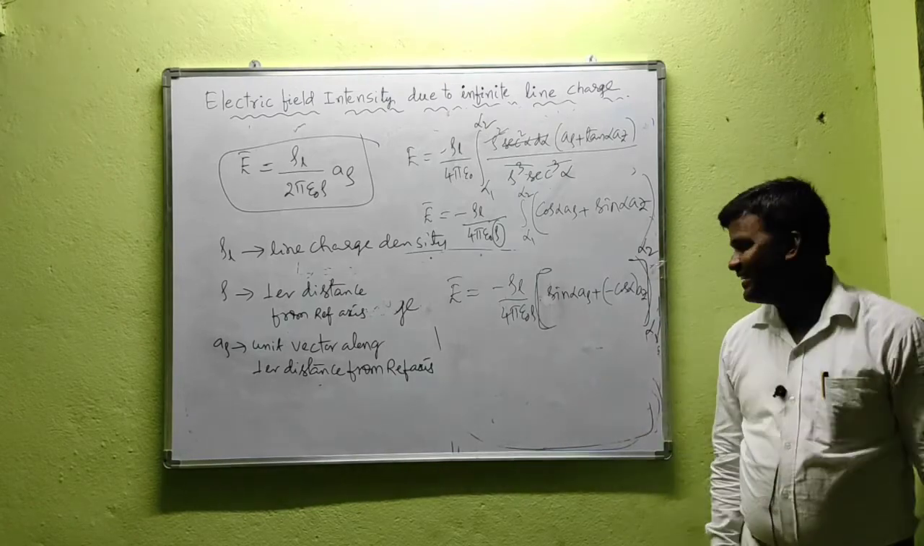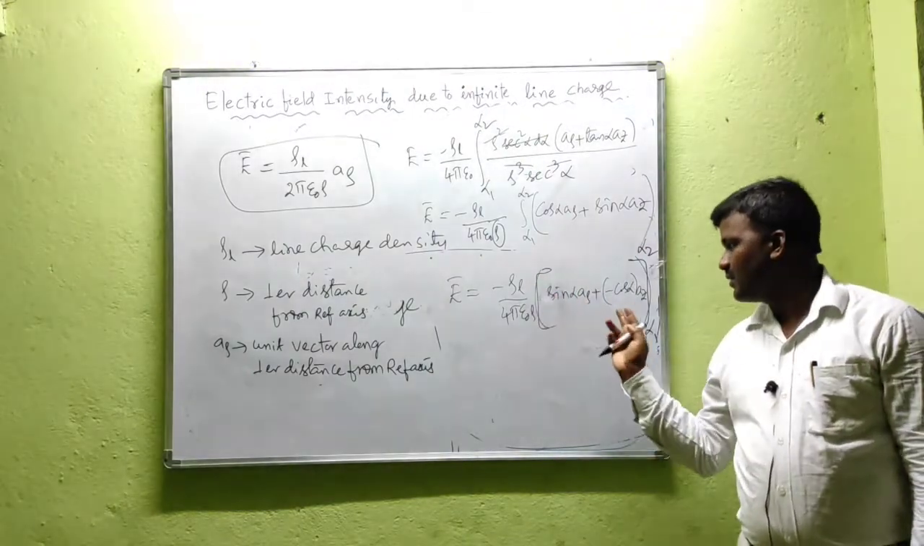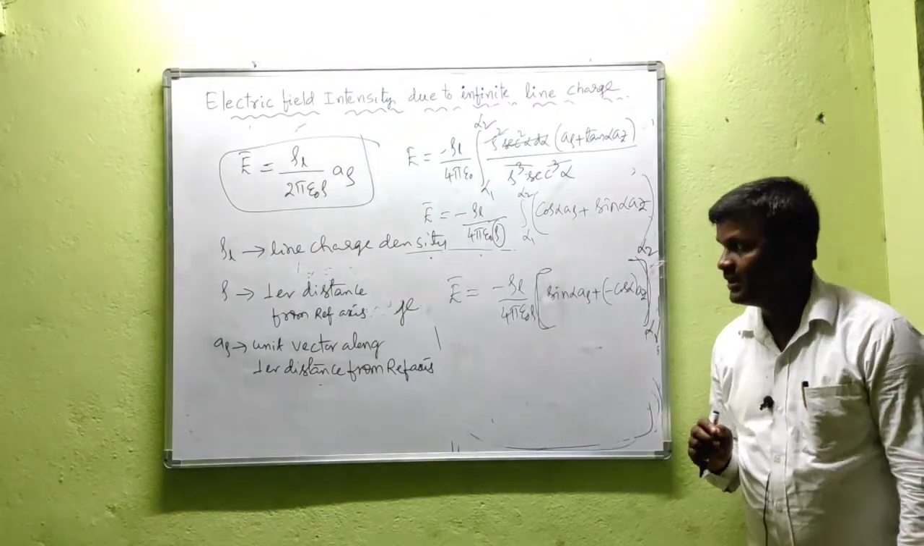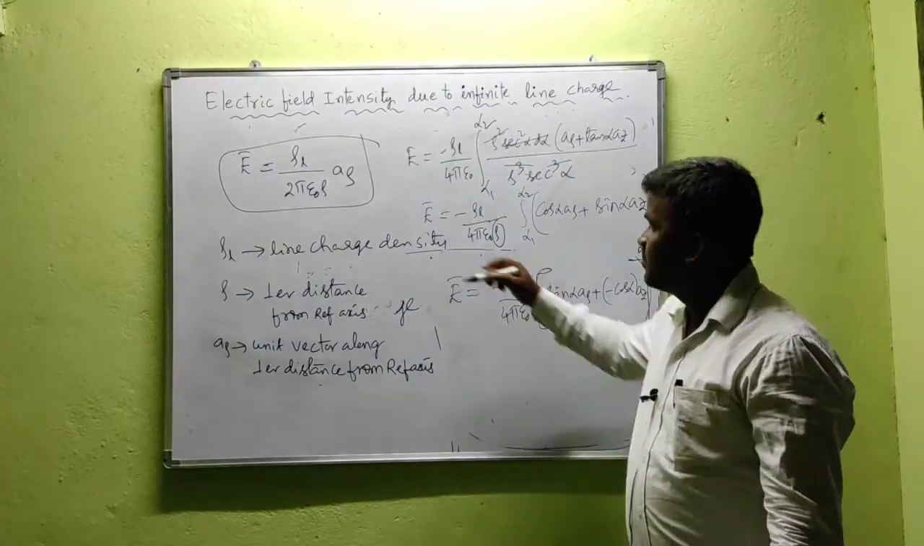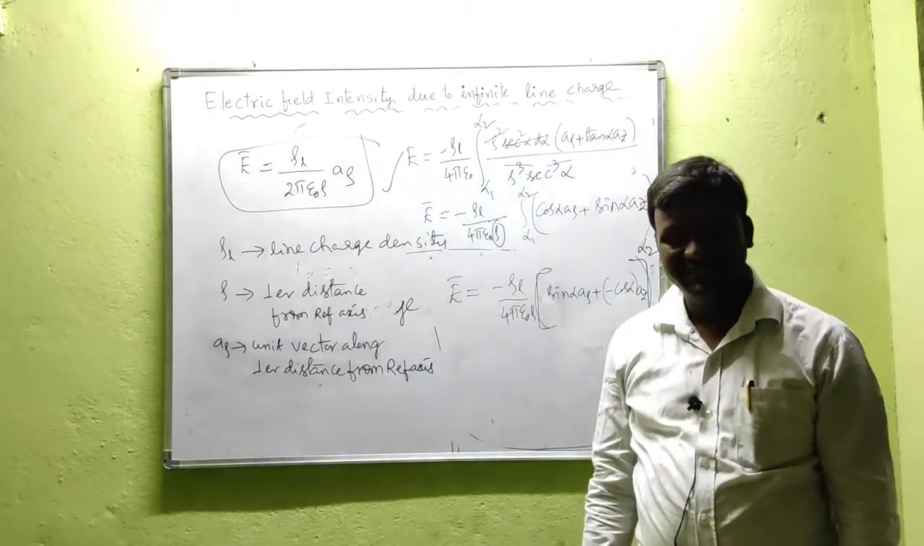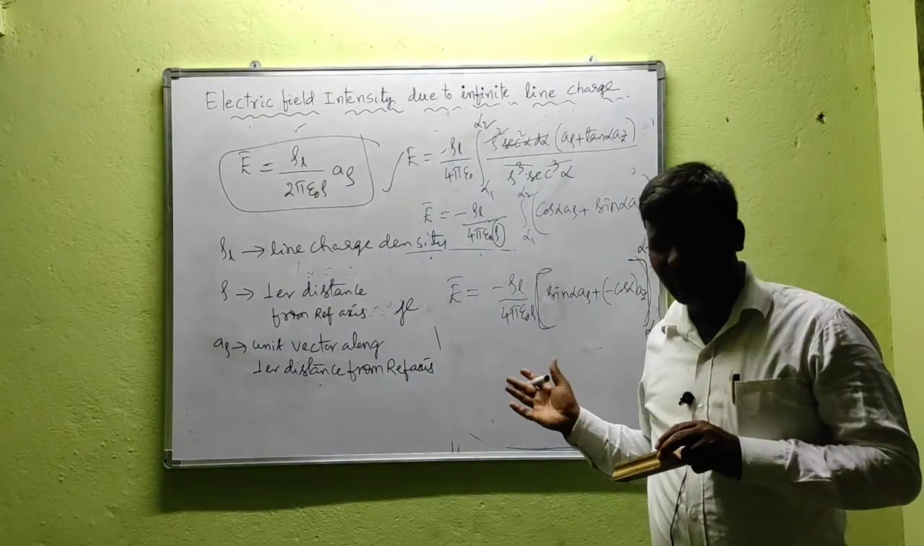Of course, we need to substitute upper limit and lower limit in this. To simplify this one, we need to substitute what? Upper limit and lower limit. After simplification, we will get electric field intensity due to infinite line charges like this. This is a lengthy derivation but a simple one.